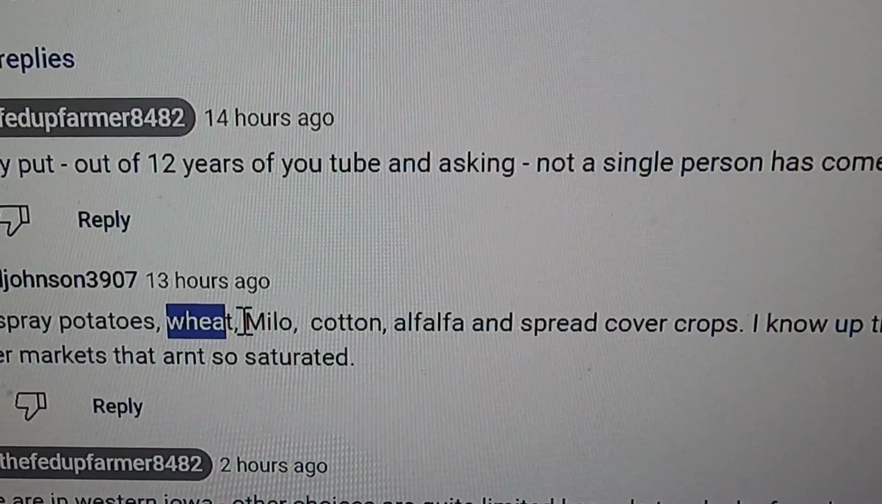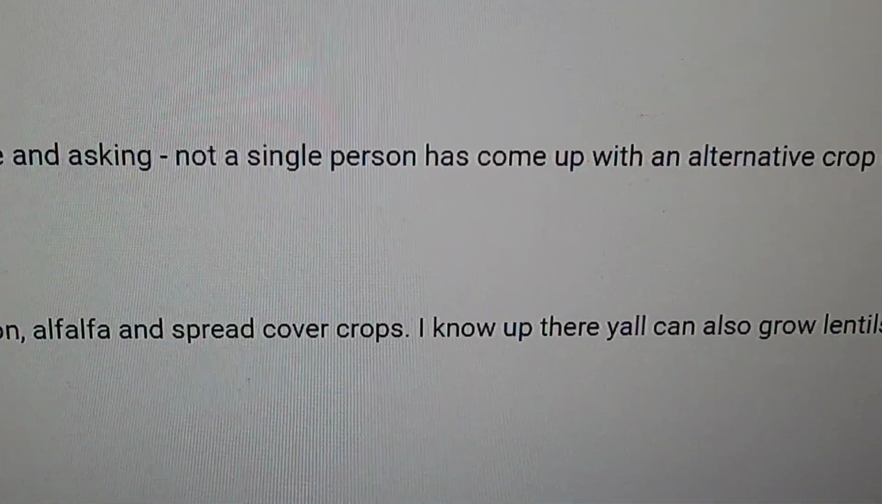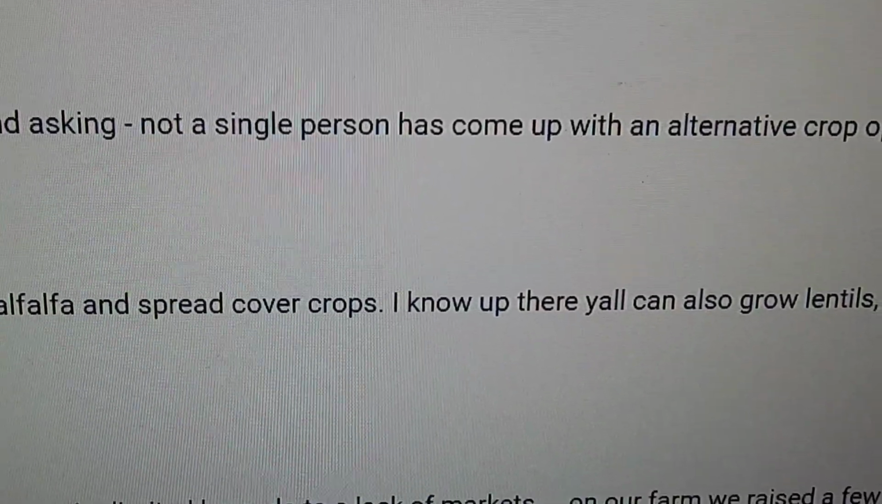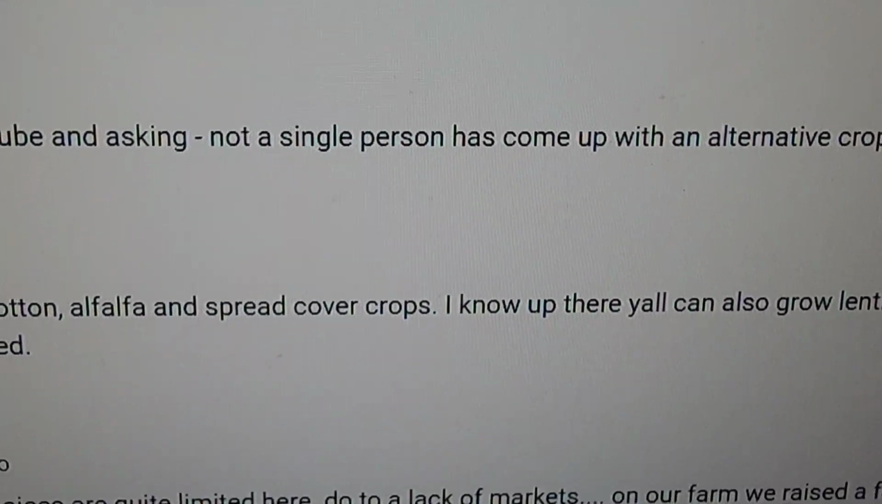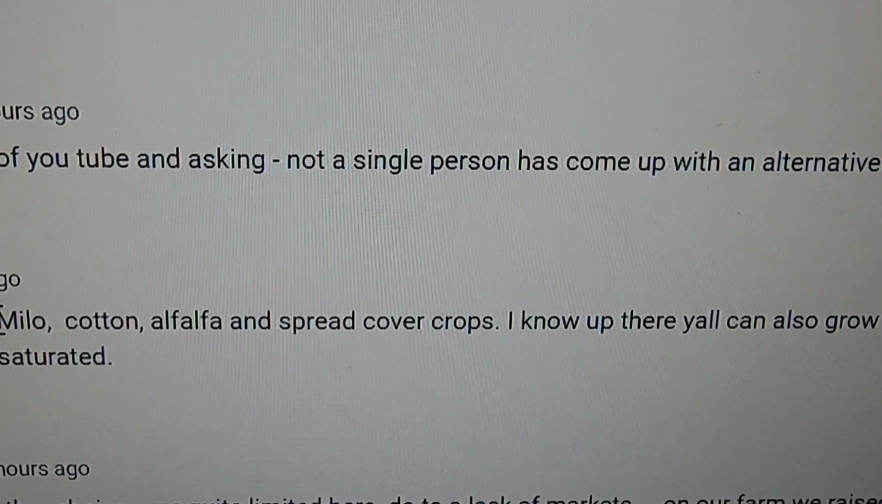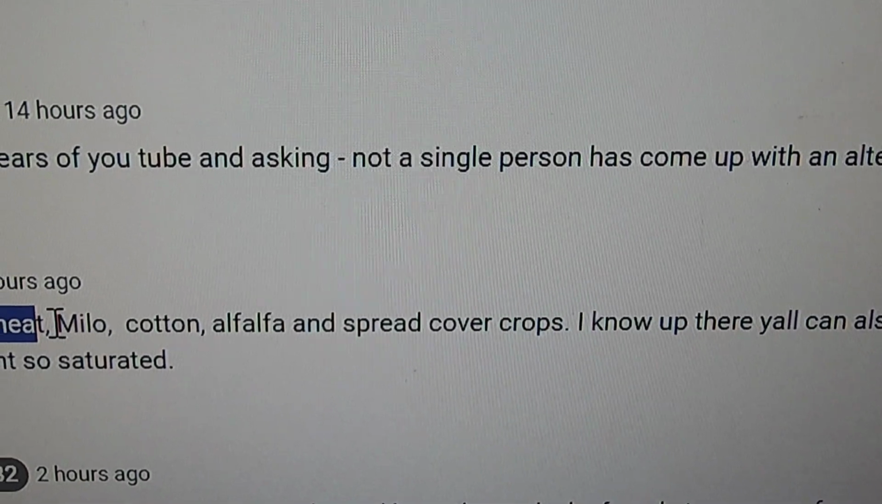Alfalfa, we have grown that here, but again, we are very, very hot and dry, which would also answer your question about lentils, peas, sugar beets. Those would be things that would have to go to northern Iowa or into Minnesota. We just can't grow them here. Yes, they will grow, but as far as viable yield, they do not do well where we're at.